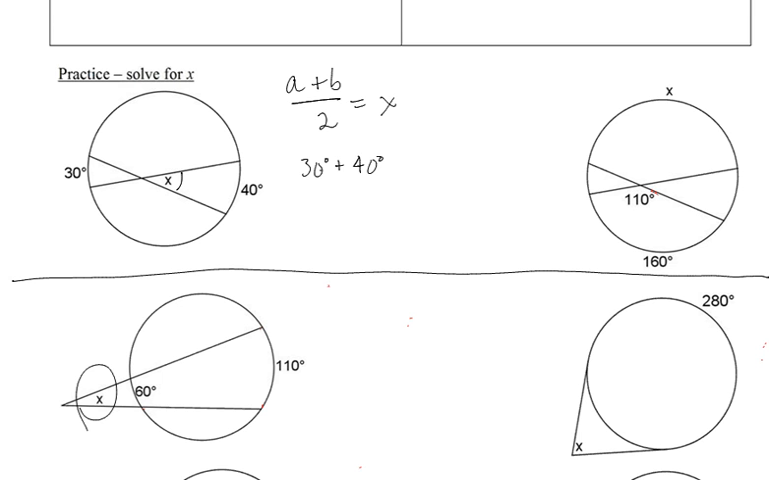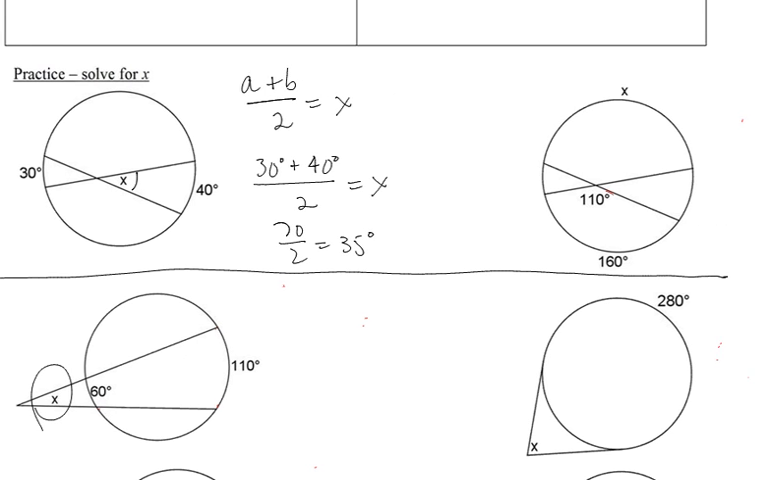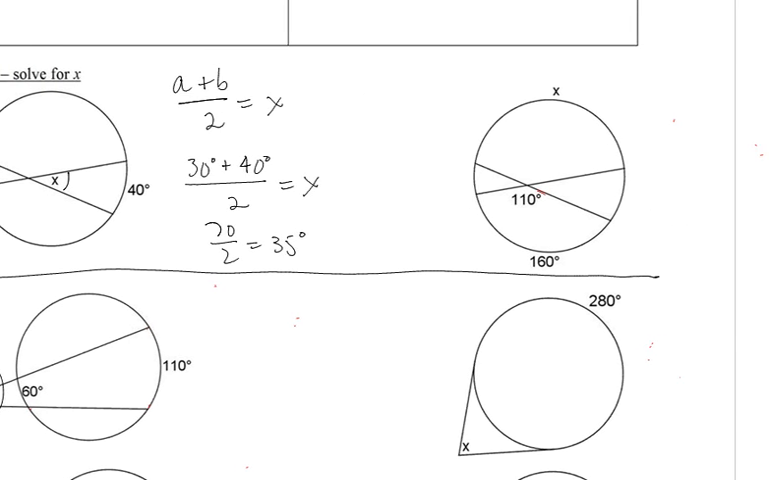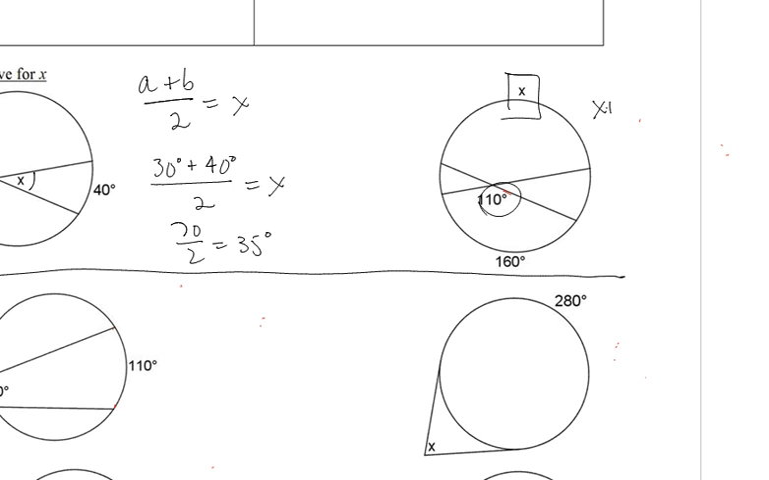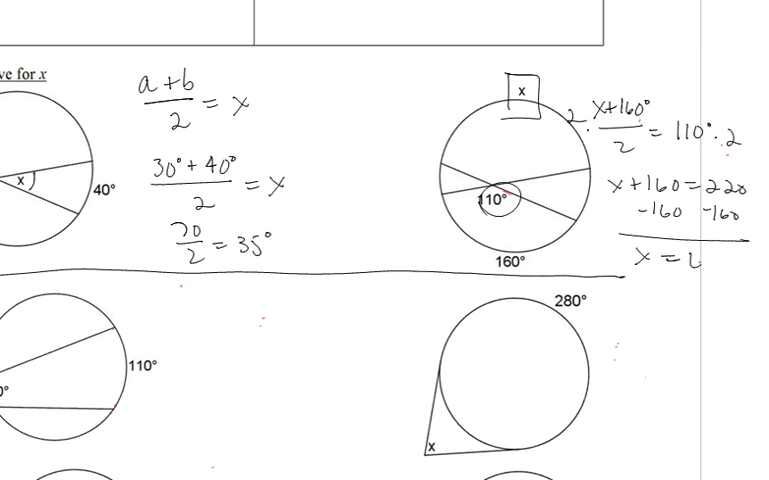30 degrees and 40 degrees can be put in either order into the formula. 70 divided by 2 is 35 degrees. The next problem, similar situation, but we know the interior angle. We don't know the measurement of this outer arc. So x plus 160 over 2 gave us 110. To solve for this, you'll multiply by 2 on both sides. Subtract 160 to get x equals 60 degrees. This is not drawn to scale.